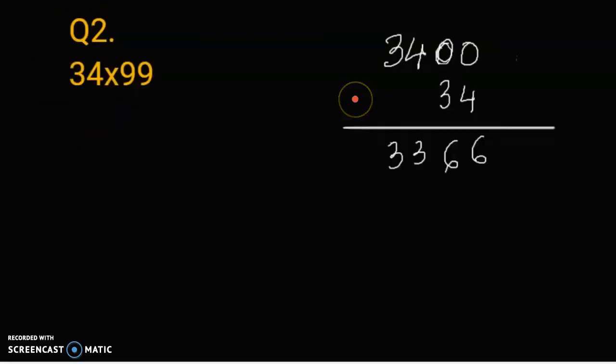You can see here we have 34 times 99. Both are equal in number. There are 2 9s, so you put 2 zeros on 34, and then in the next step subtract 34, and you get the required answer. 10 minus 4 is 6, 9 minus 3 is 6, 4 becomes 3, and that is your answer.